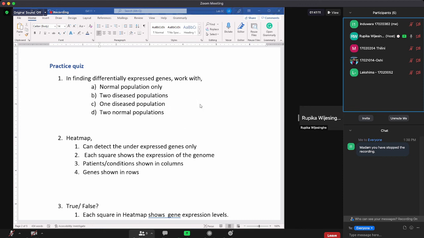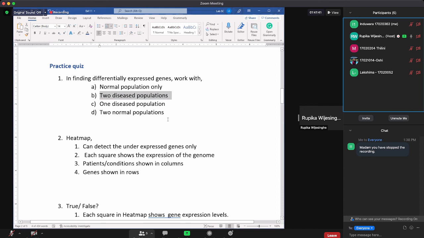Okay, so it says, I don't know whether the question is not clear, in finding differentially expressed genes, we work with the normal population only. No, you can't, you need 2 populations. So A is not an answer. By having only the normal population, you can't compare. 2 disease populations, that is correct.